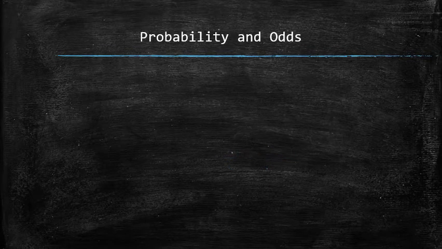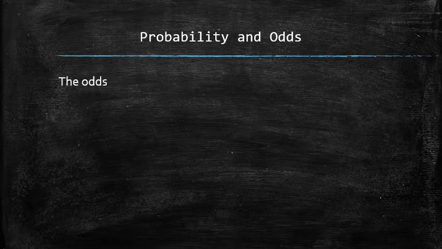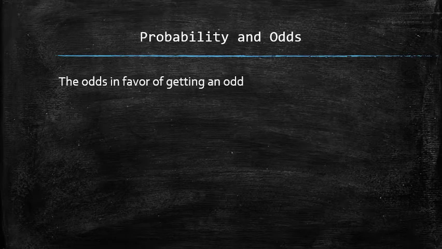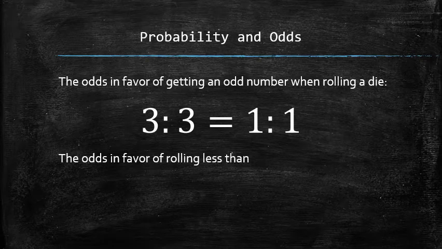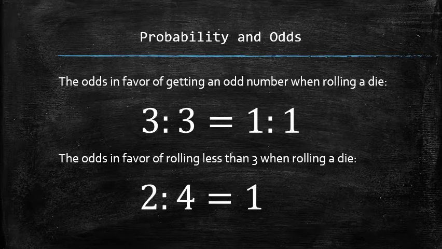Often the odds are reported as a simplified ratio, that is, the ratio in which both sides are reduced by the common factor. So the odds in favor of getting an odd number when rolling a die can be expressed as 1 to 1 instead of 3 to 3, and the odds in favor of rolling a number less than 3 when rolling a die can be expressed as 1 to 2 instead of 2 to 4.